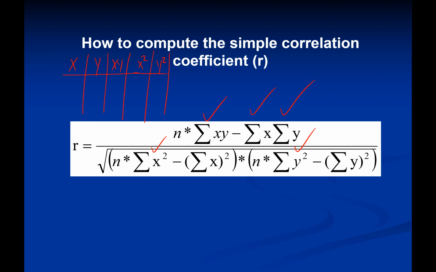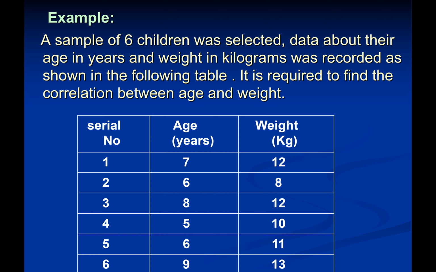For example, let's say a sample of 6 children was selected, and data about their age in years and their weight in kilograms was recorded as shown in the following table. It's required to find a correlation between age and weight. As you probably figure out, age is the independent variable, the x variable. The y variable is weight. So weight depends on the age of the child.